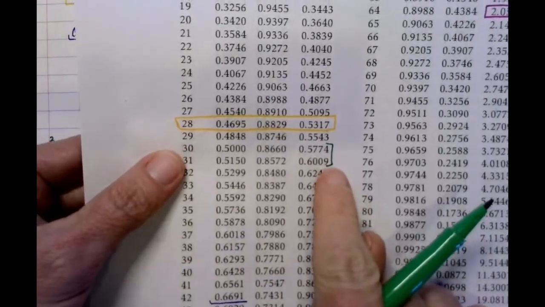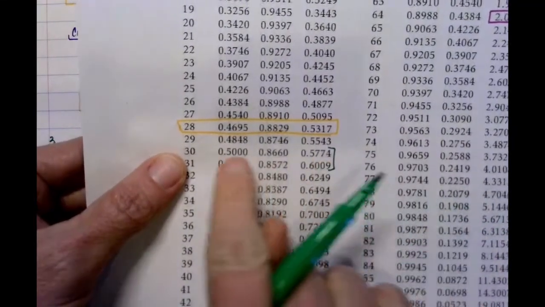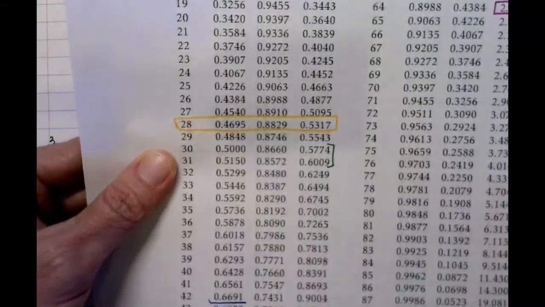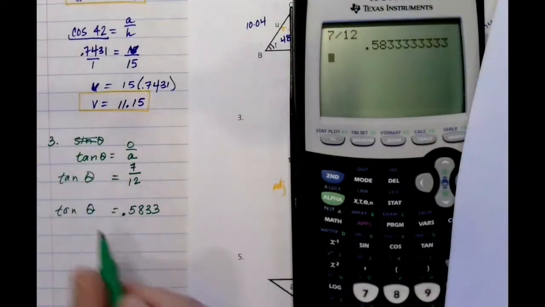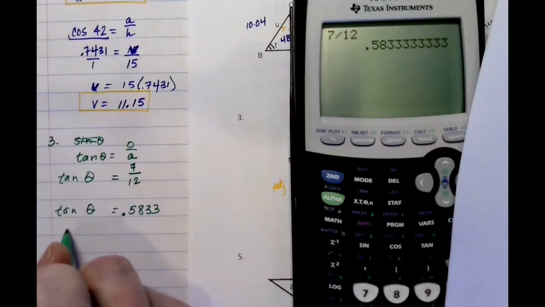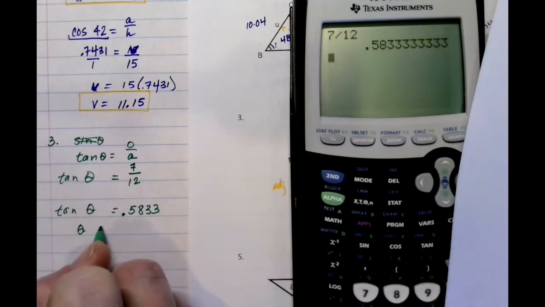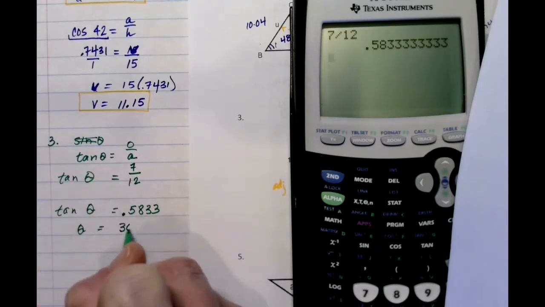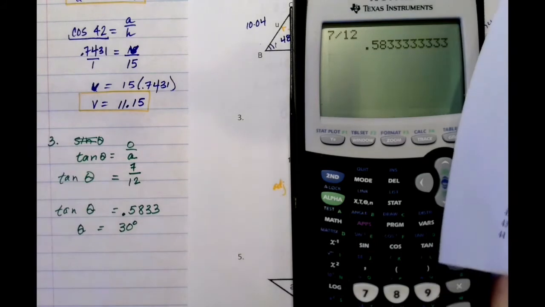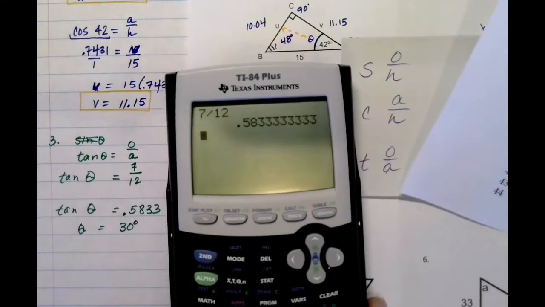So my job is to choose which one it's closest to. It looks like it's closest to the 30, so we'll call that a 30-degree angle. So we'll say that theta is then equal to 30 degrees. The calculator can also find this for us.